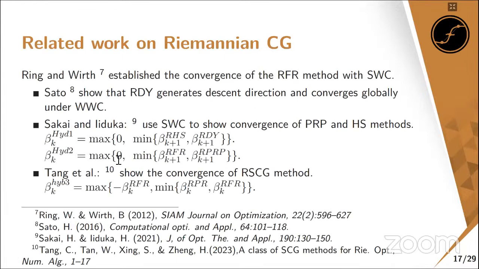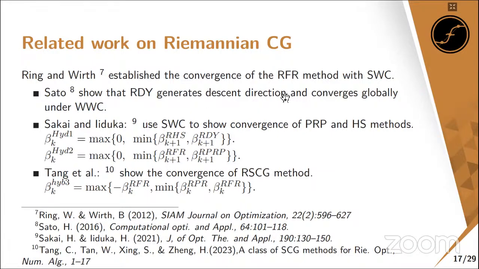So these are some related work on Riemannian CG. As I said earlier, Ring Wu established the convergence of Fletcher-Reeves with strong Wolfe conditions. Later on, Sato in 2015 or 2016 extended the Euclidean DY to Riemannian, and showed that his method generates the descent direction and converges globally using weak Wolfe-like line search. This one is using the standard Wolfe line search, a strong Wolfe line search, while this is using the weak Wolfe line search, that is Riemannian weak Wolfe line search condition.